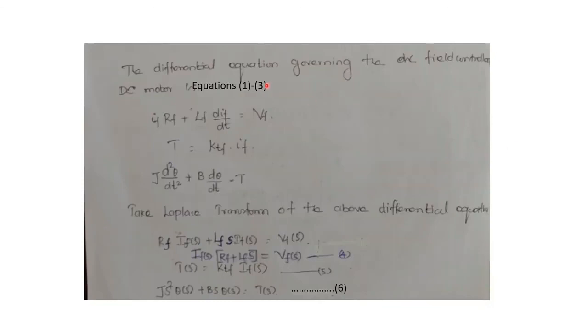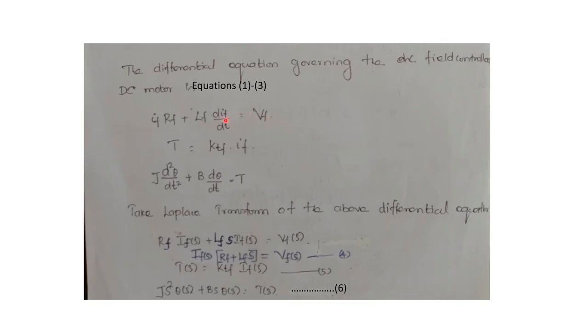Now the 3 equations are the differential equations governing the field control DC motor. This is the first equation, second equation as well as third equation. Here there will not be any back EMF, so there is no equation for back EMF for the field control DC motor. Now to find the required transfer function, we have to take the Laplace transform of each and every equation.